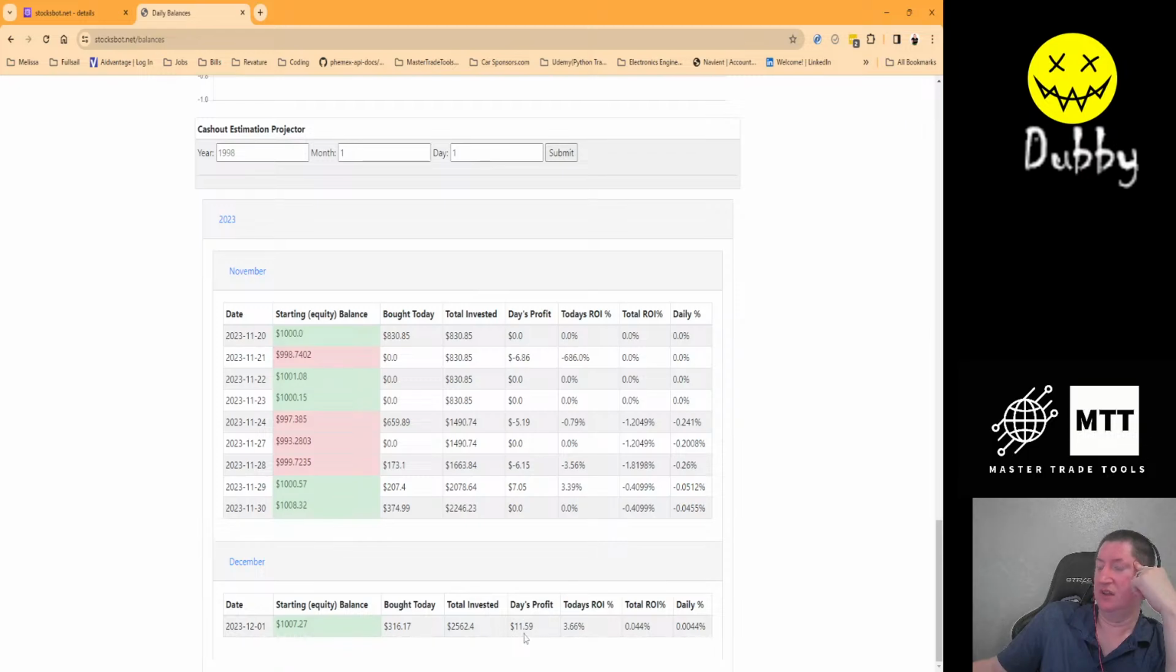So we made $11.59 that day, which gave us a 3.66% return on the day. And the total ROI of our investment into our trade account to what we've made so far is, as I said, 0.044%, which averages to a daily of 0.0044 over 1, 2, 3, 4, 5, 6, 7, 8, 9, 10 days.